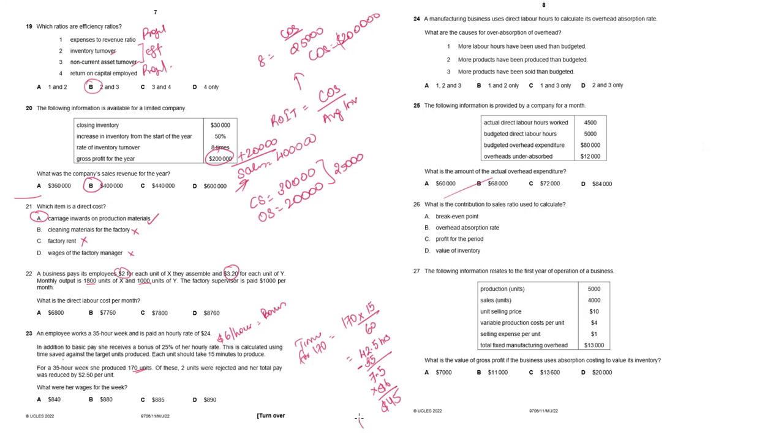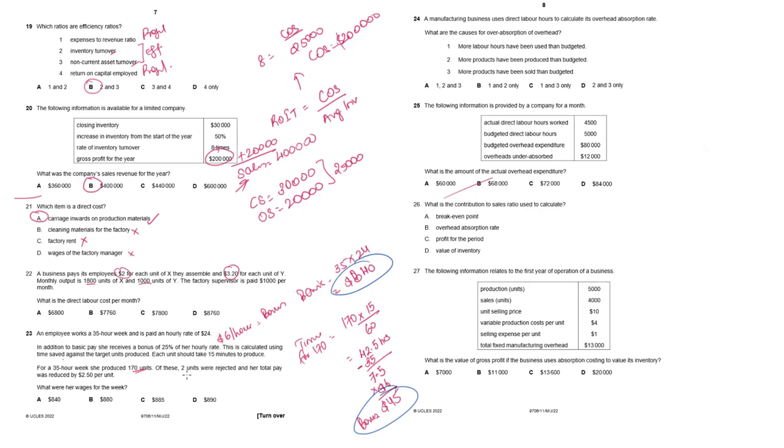So $45 is the bonus. And how much is the basic? Basic is 35 into 24, which is $840. So 840 plus 45, 885 as of now. I'm talking about this 840 and this bonus.